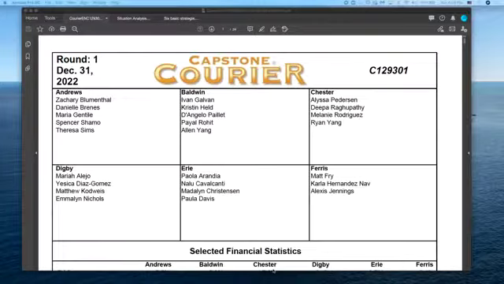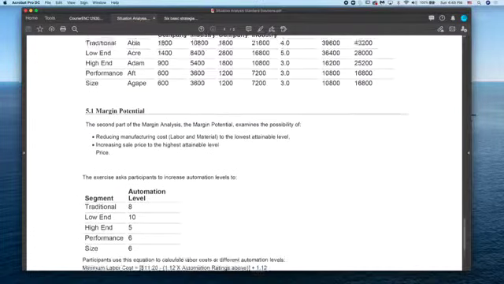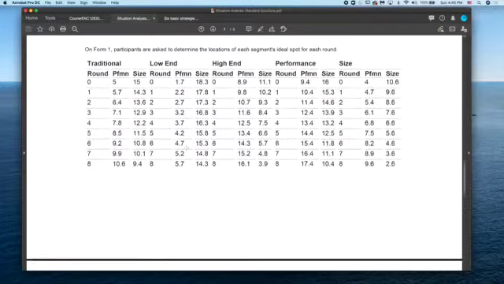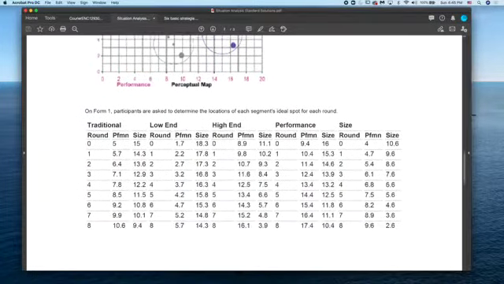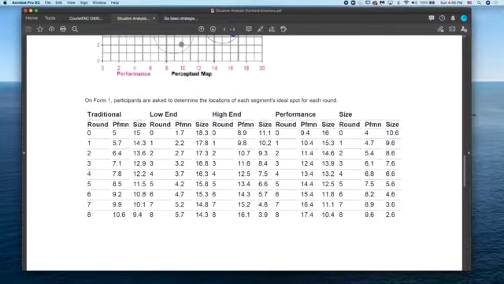Now, I want to remind you of a couple documents that are posted on Moodle, and you should be using them regularly when you are engaged with the simulation. The first one are the solutions to the situation analysis. Make sure to use this. I know I mentioned it in class yesterday, but these numbers you see here are your ideal positions for each segment for each round. And they basically fall on the time frame of your Capstone Courier reports.